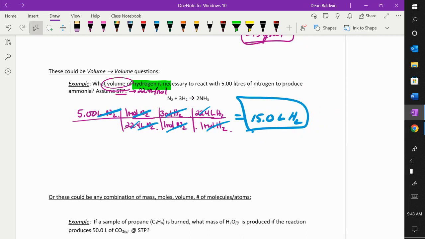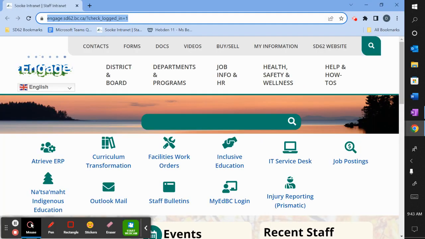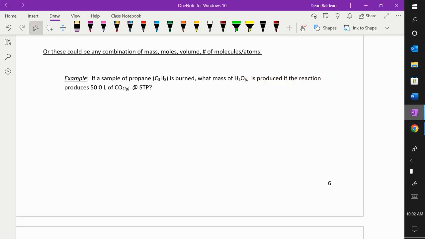I would like you, before we do the next bit, to do, if you go to Hebden, so you're going to need your Hebdens here, people. Here we go. We are burning propane, C3H8. How much water? So, what type of reaction is this? Combustion reaction, right? Because we're burning a hydrocarbon.